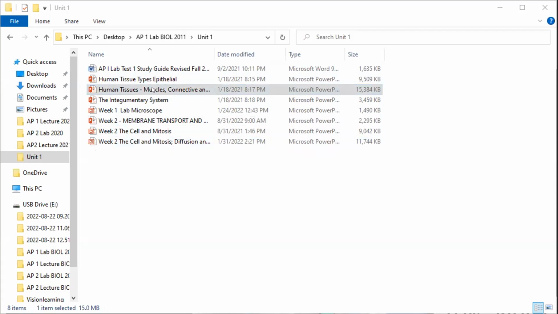Okay, can everybody that's zooming see the slide? It says human tissue types, muscle, connective, and nervous. If you can't, let me know. I'm gonna make a bold assumption that everybody can see it and go on.